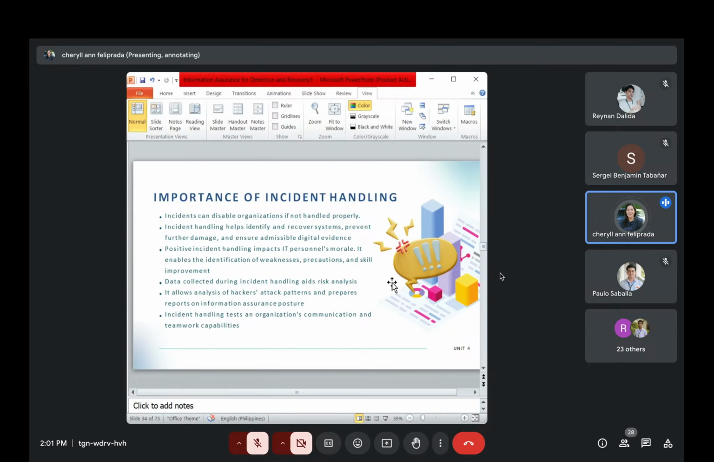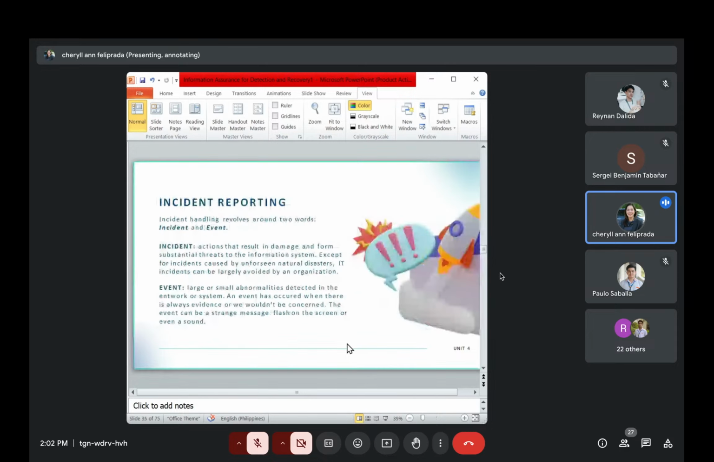What solution is needed? What should be prepared? Next, it allows analysis of hackers' attack patterns and prepares for future threats. Incident handling also tests an organization's communication and teamwork capabilities. So, these are the importance of incident handling.